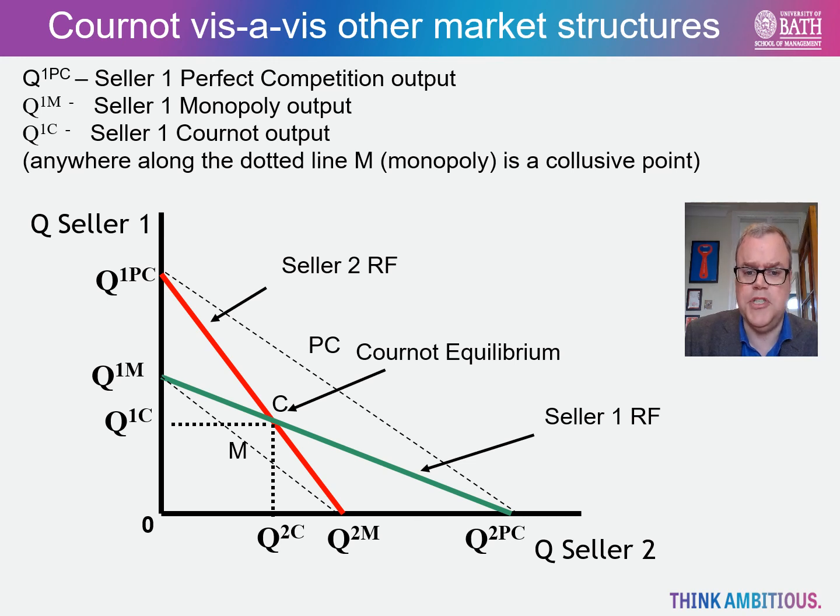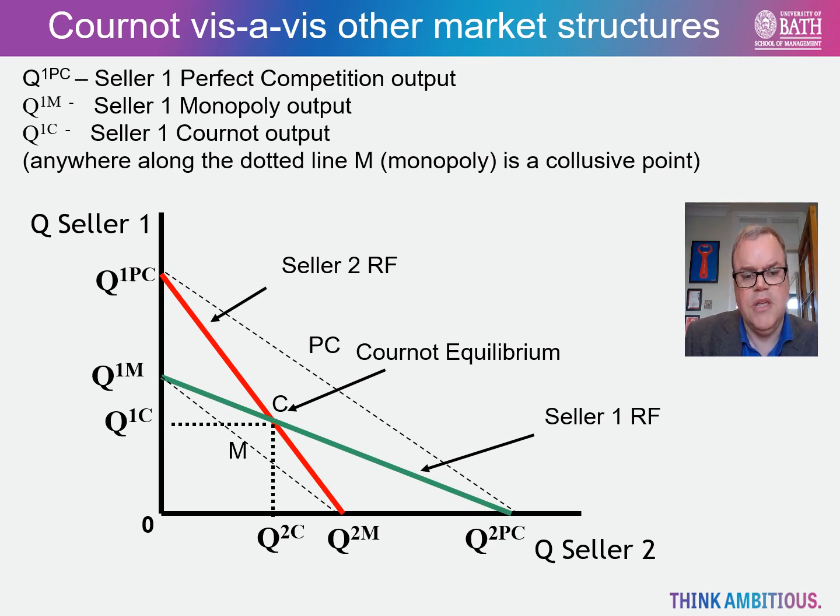To compare with perfect competition, well, here you need to assume that one firm satisfies the whole consumer demand curve. Effectively, they would need to operate on the rival firm's reaction function. So in this case, seller 1 would operate at Q1 PC on seller 2's reaction function, and here seller 2 produces 0. Conversely, seller 2 would operate on seller 1's reaction function at Q2 PC, and seller 1 produces 0. The dotted line here indicates potential combinations of output associated with perfect competition.